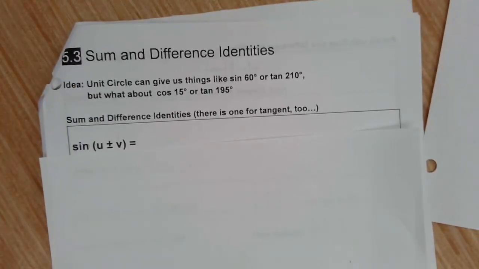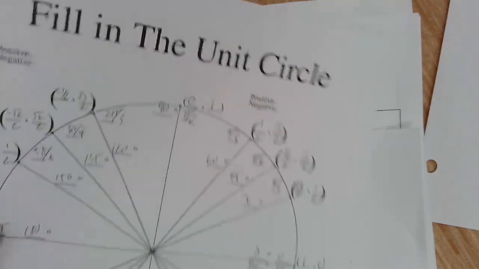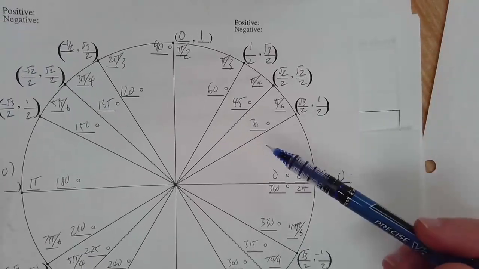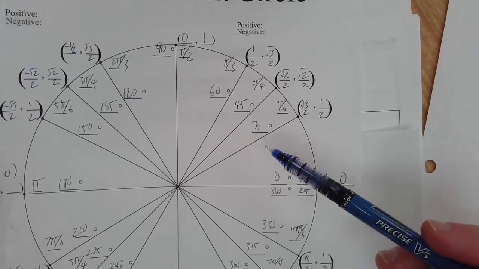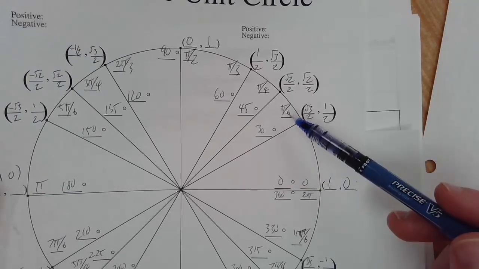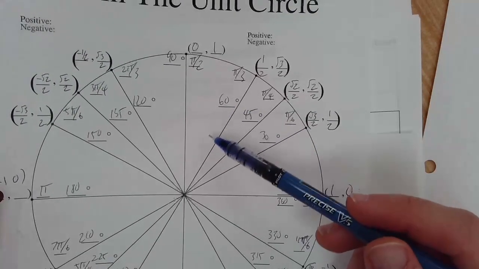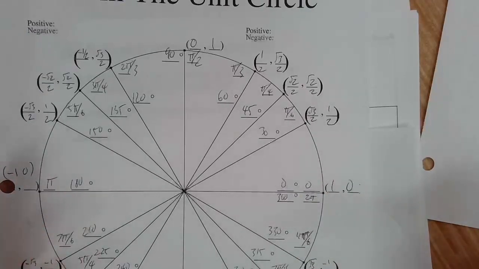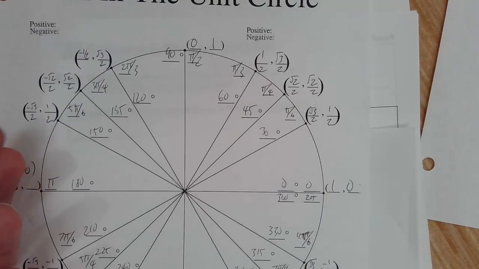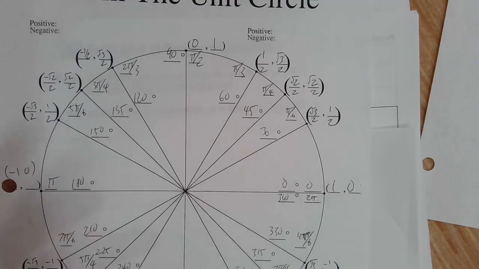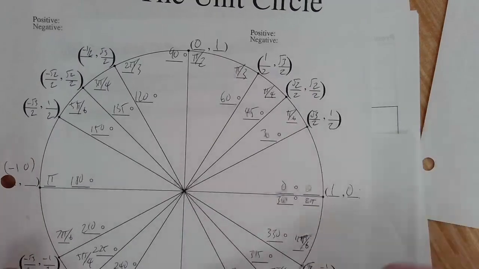A unit circle can give us things like 60 or 210, but what about 15 and 195? Right now, on the unit circle, the only angles that you can get the values of are increments of 30 degrees or 45 degrees, or pi over 6 and pi over 4. But you couldn't get pi over 12, and you couldn't get 65 degrees. The only way you can do that right now is to use your calculator. You go to your calculator, you do sine 65, you can find it. But this is a method that we can get those values even without a calculator, okay?